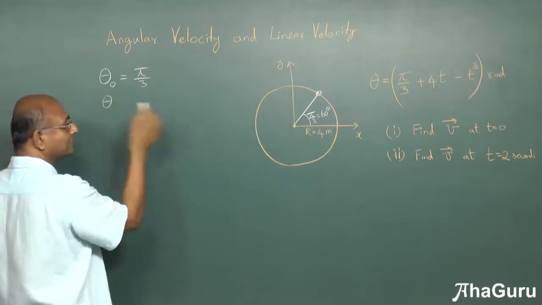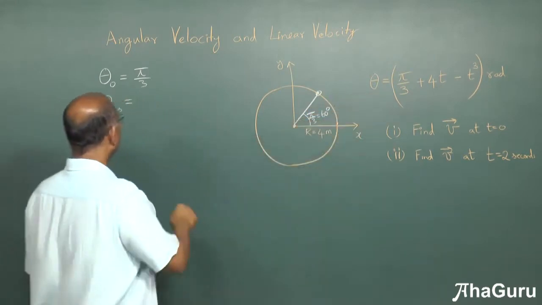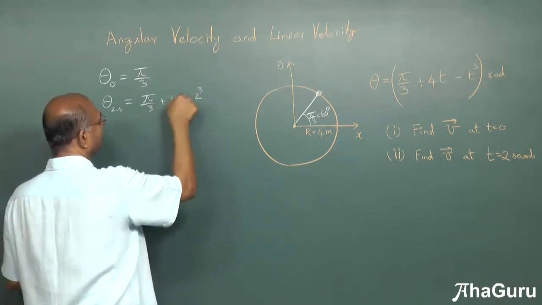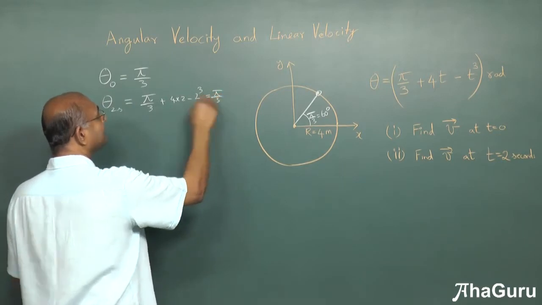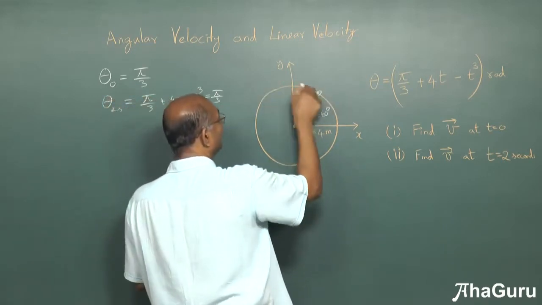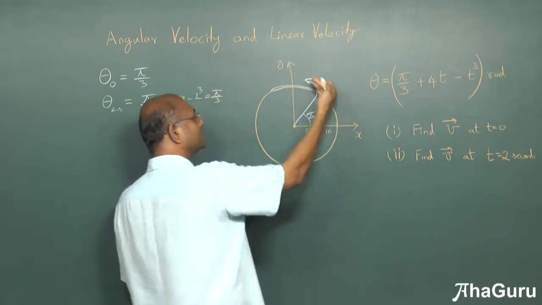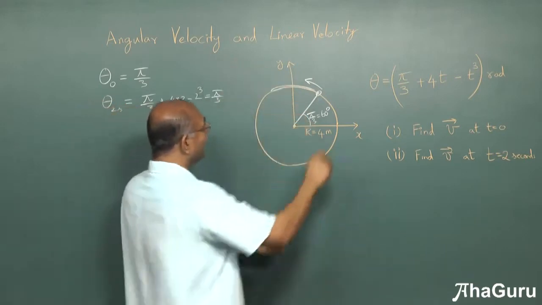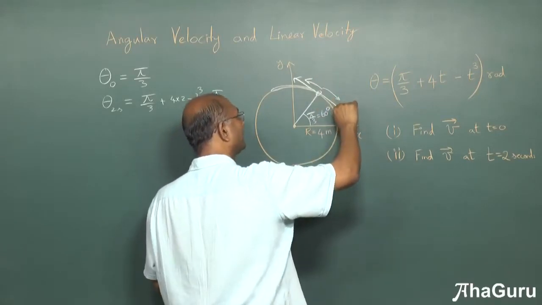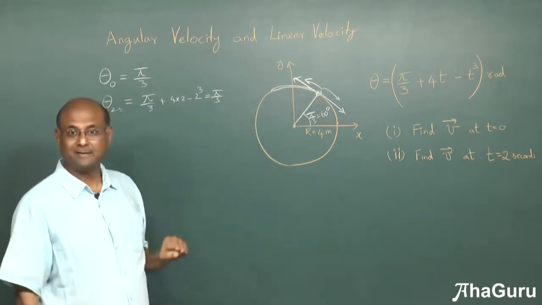What happens at 2 seconds? What is so special about 2 seconds? If I put in 2 seconds here, I get theta is pi by 3 plus 4 into 2 minus 2 cube. You see that 8 minus 8 will cancel out. So it's back where it started. The particle probably went like that, and then somewhere turned around and came back. So initially I expect its angular velocity to be in that direction. Finally it's coming back, so I expect it to be in this direction. So I expect the initial velocity to be like that, and the final velocity, at 2 seconds, to be pointing that way. It is back where it started: pi by 3, pi by 3.